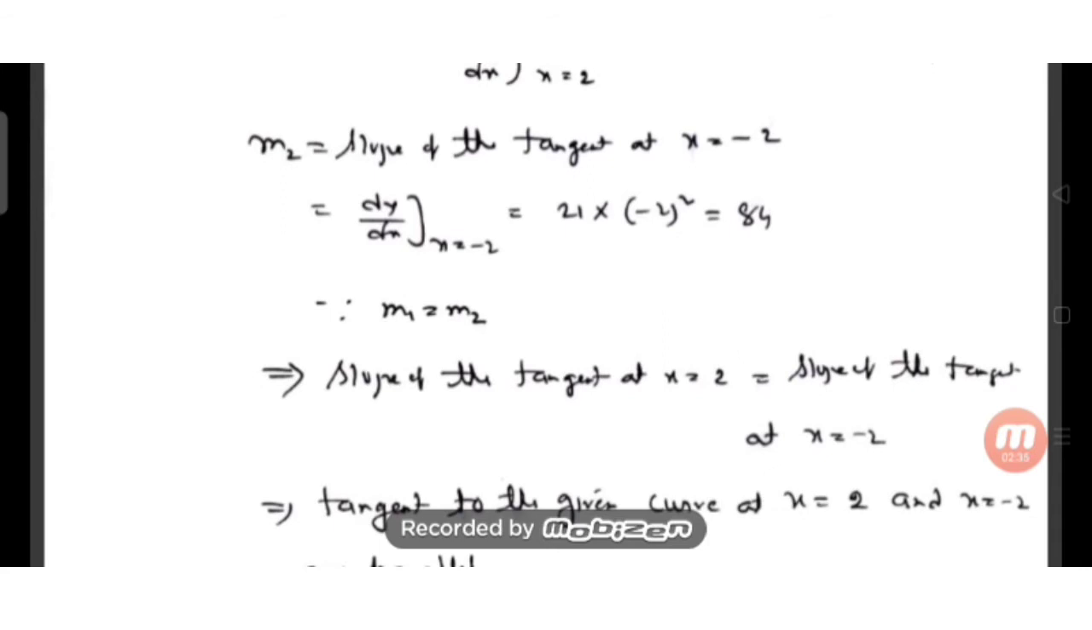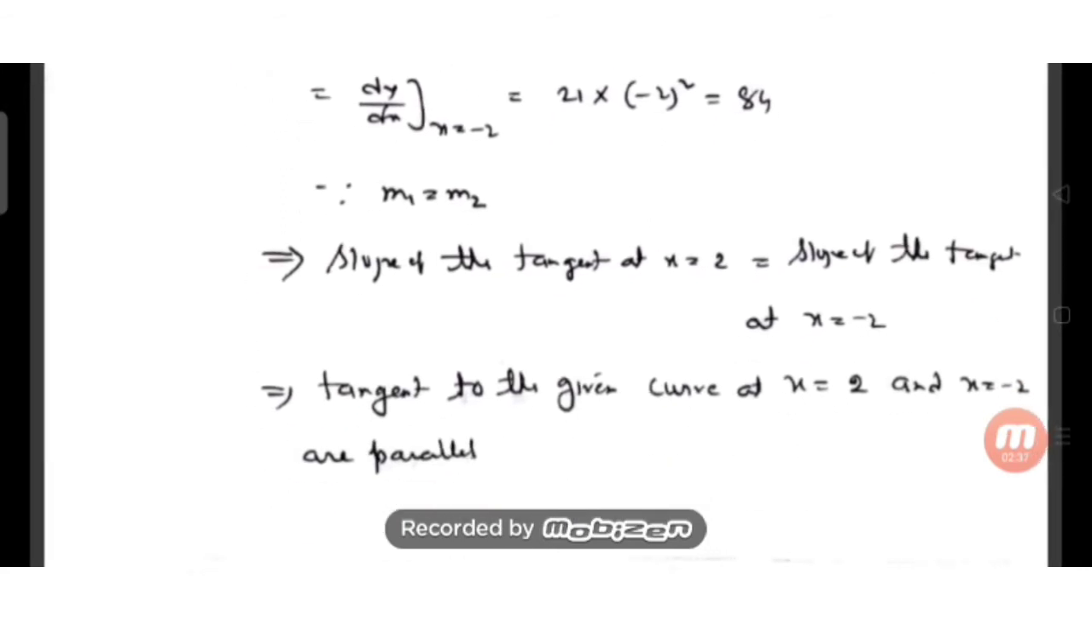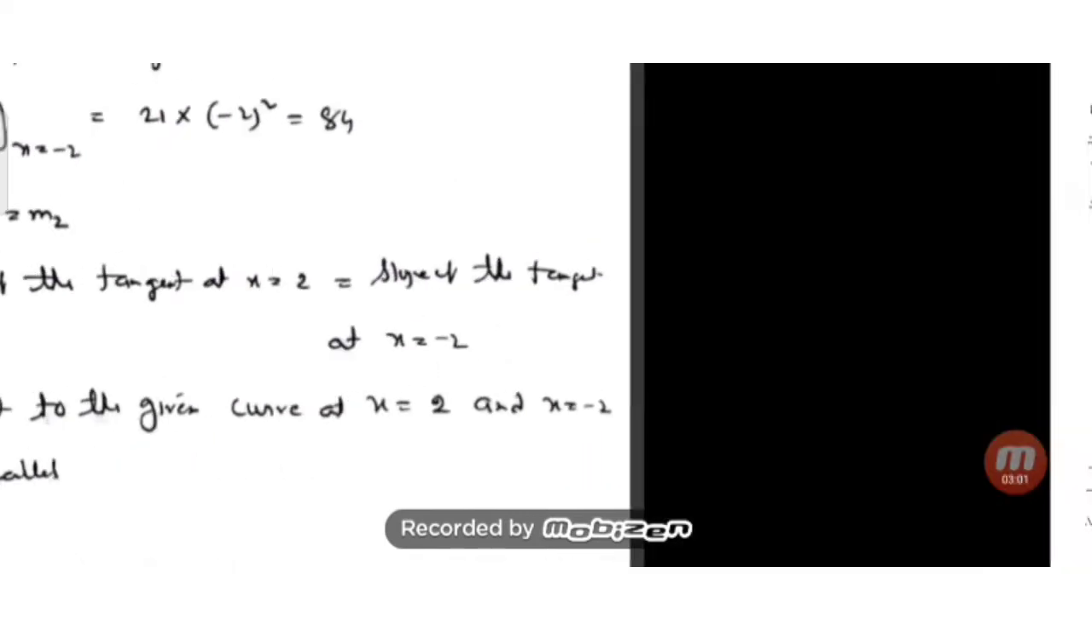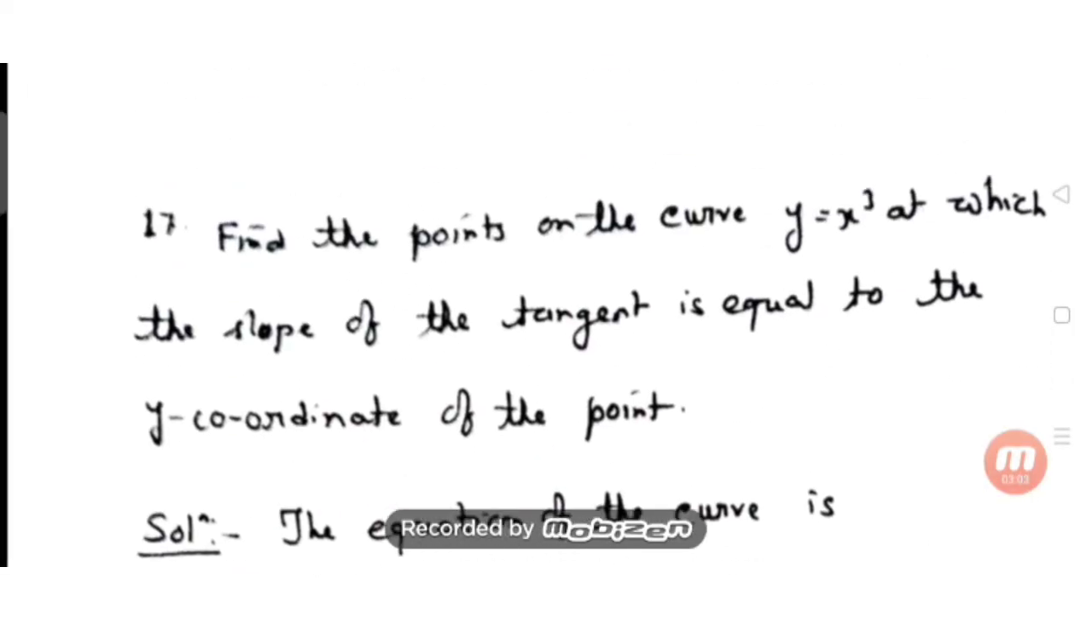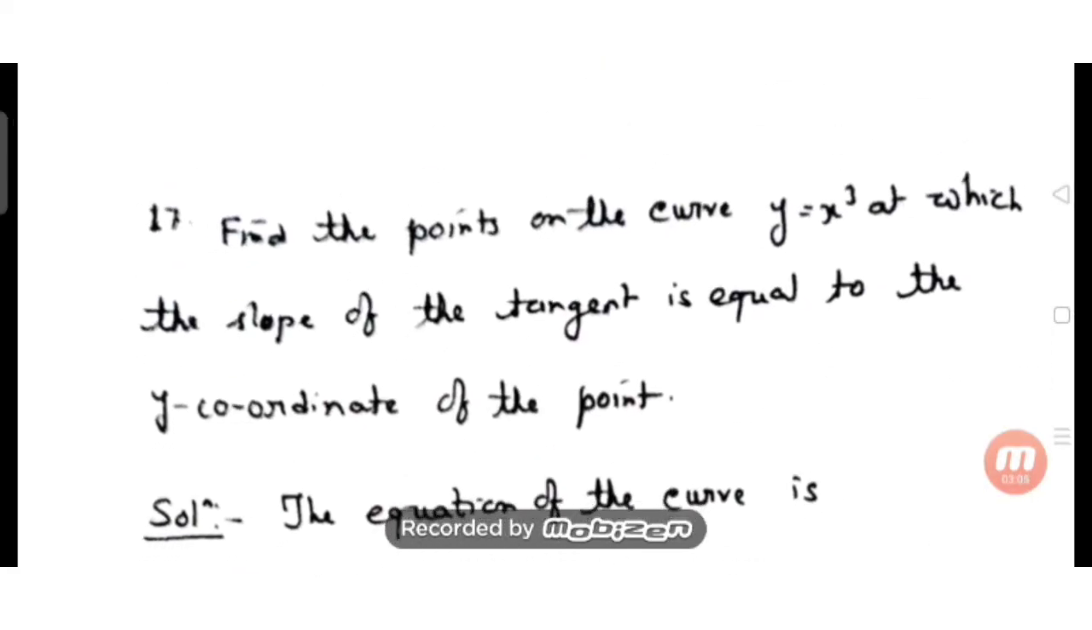Okay, so if the slopes are equal, what is your conclusion? Yes, the lines are parallel. So here I have written it. Since m1 is equal to m2, what does it imply? Slope of the tangent at x equal to 2 is equal to slope of the tangent at the point x equal to minus 2. And the conclusion is that the tangents to the curve at x equal to 2 and minus 2 are parallel, because the slopes are equal. This is the solution. Next, go to question number 17.